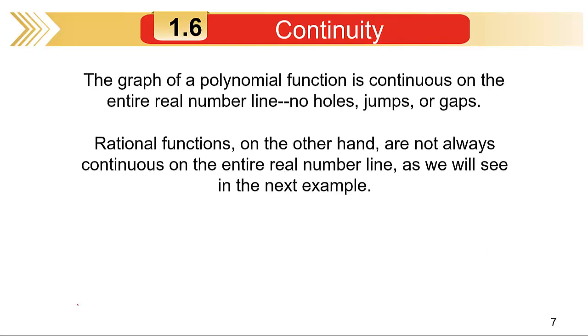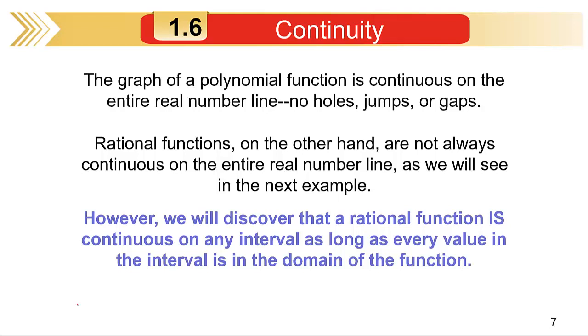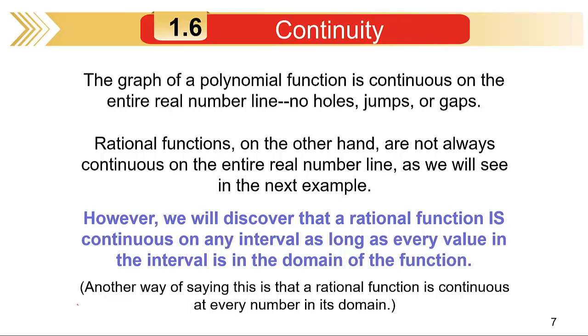Now, although a polynomial function has no points of discontinuity, rational functions are going to have points of discontinuity wherever the denominator is equal to 0, because you can't divide by 0. Everywhere else, the rational function will be continuous. In other words, a rational function is continuous on its domain, but values that aren't in its domain are points of discontinuity.